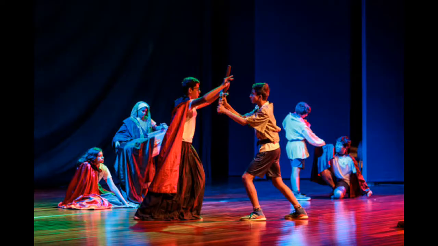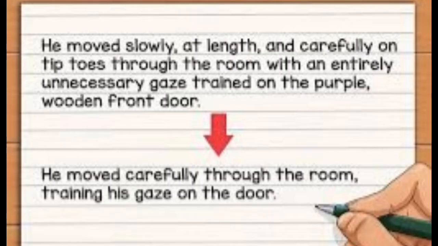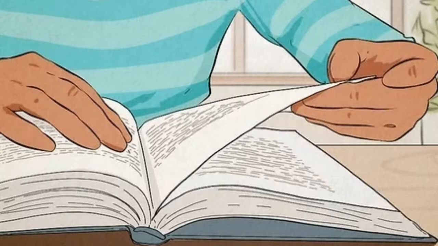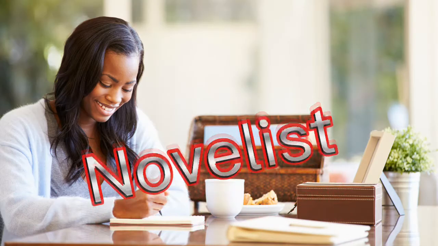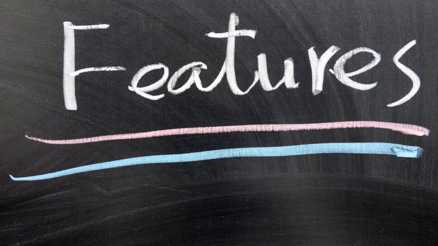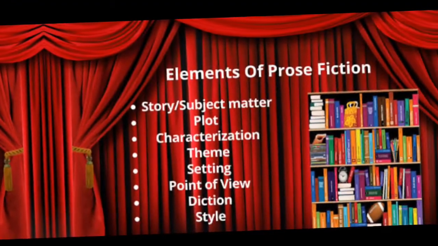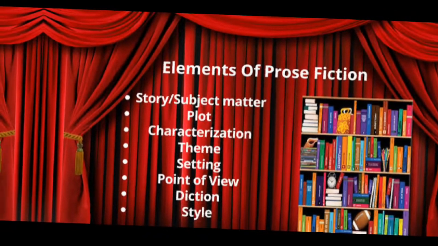So it's straightforward, narrative writing that describes events and gives detailed analysis of events. The writer of a novel is called a novelist or an author. Now we'll be looking at the features or elements of prose. These features are what make prose different from other genres of literature.